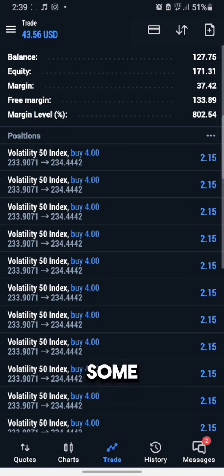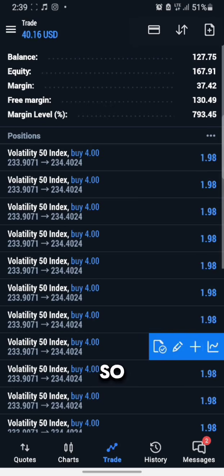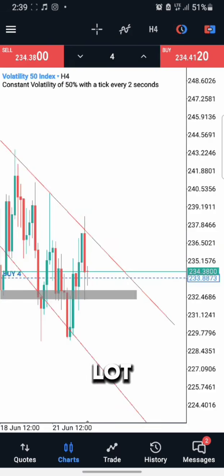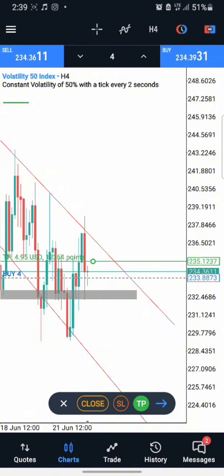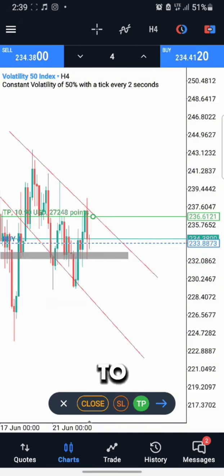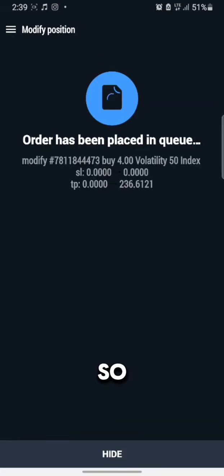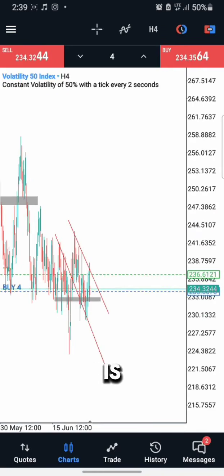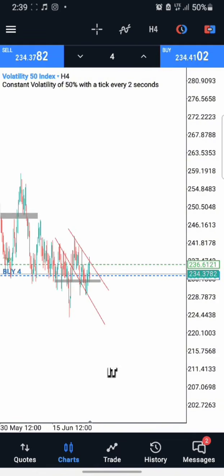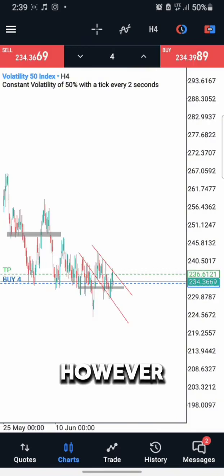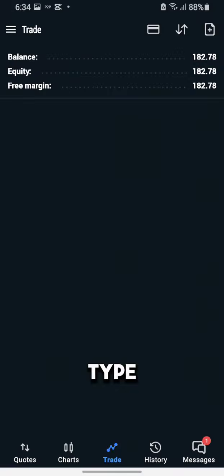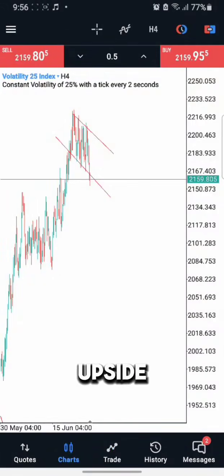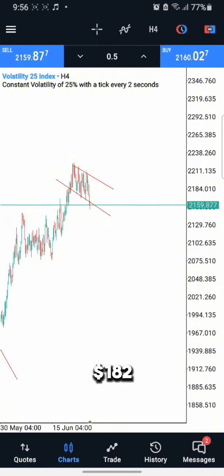And then after some time we are in profit, 127 to 171. So you're in $41 profit. This is a lot. This might be enough to close the market and leave. As I have said earlier, I'm just going to scalp, so I might even close because this market is not going to stay long in that direction. However, if you want to know, this type of chart might have a bigger chance to break to the upside. And then after some time I've closed, I'm at $182.